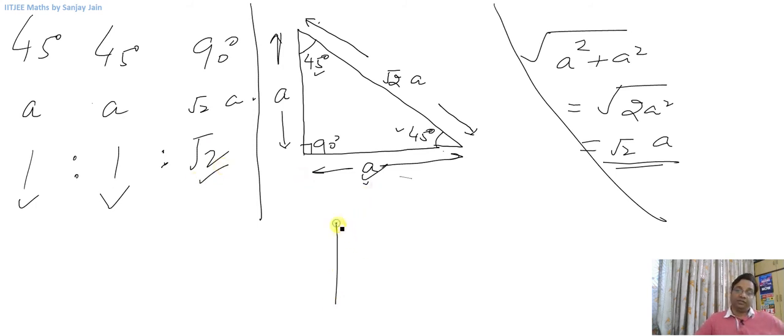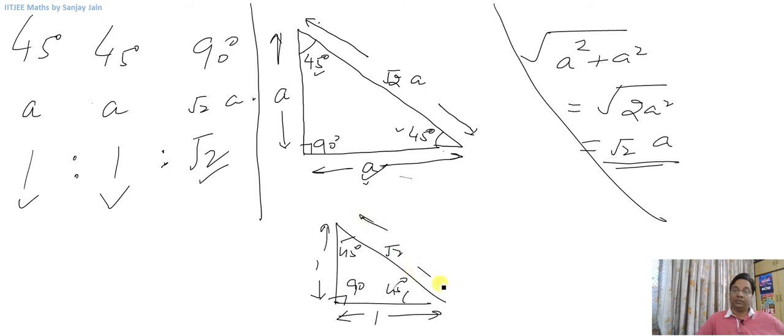So if you are given a 45, 45, 90 triangle like this, and you know that the value of one of the sides is 1, you will immediately say that this side is also 1 and this side is root 2. So if you are given one of the sides, let us say this side as 3, you know that this side will also be 3 and the hypotenuse will be 3 root 2, to keep this ratio as 1 is to 1 is to root 2. So this is about 45, 45, 90 triangle.